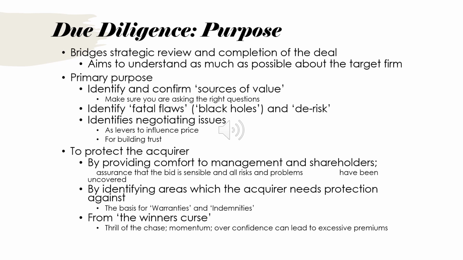It's there to protect the acquirer rather than the acquired, and to provide comfort to the management team and shareholders, to assure them the bid is sensible, that all risks and problems have been uncovered, and also to identify those areas where the acquirer needs protection against certain risks. And here we use things called warranties and indemnities, which are legal terms that will appear in a legal contract, where you try to get the target company management team to warrant that things are true if you can't inspect them or assess them for yourselves, and also to indemnify you, which means make you a payment should things not turn out as you expect.